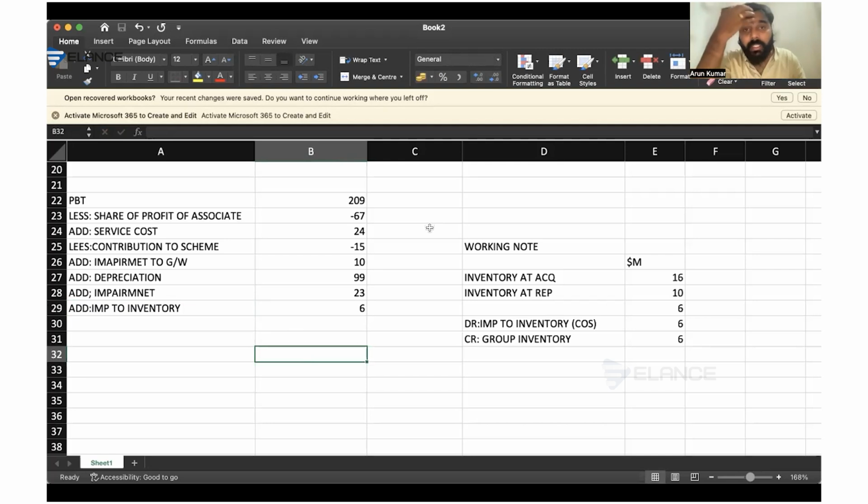Because they said that the inventory has been correctly valued and the charge has been included in cost of sales. But that charge is a non-cash expense, right? So I have to add it back. Is that clear, everyone? Any doubts why we have added back the impairment to inventory here? Can you reply in the chat?